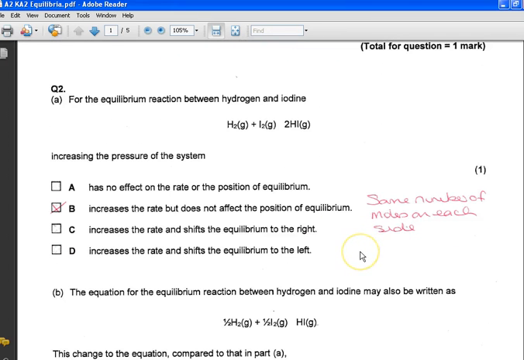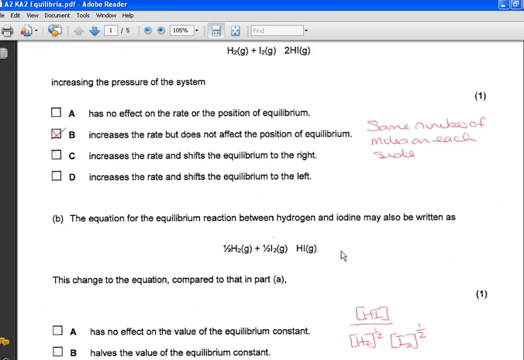Question 2, looking at the equilibrium hydrogen and iodine, if you increase the pressure, what would happen? The answer is B, because there are the same number of moles on each side. So we're not going to affect the position of the equilibrium, but obviously increasing the pressure is like increasing the concentration, so the rate will increase.